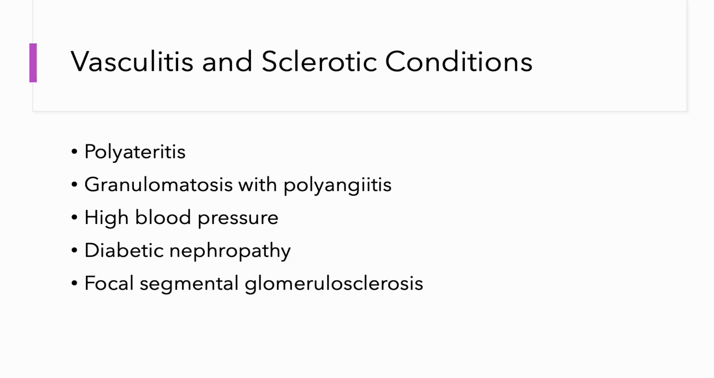Vasculitis and sclerosing conditions. Polyarteritis. This affects medium to small blood vessels in many parts of the body. Granulomatosis with polyangiitis affects small and medium blood vessels in the lungs, upper airways, and kidneys.